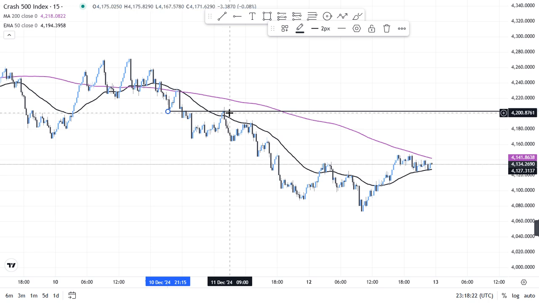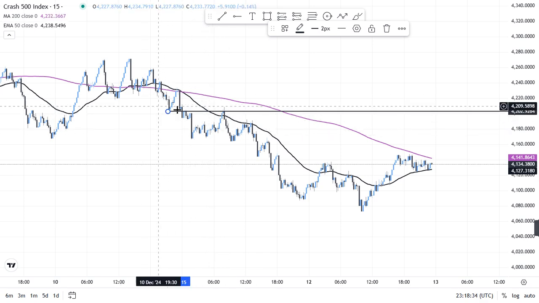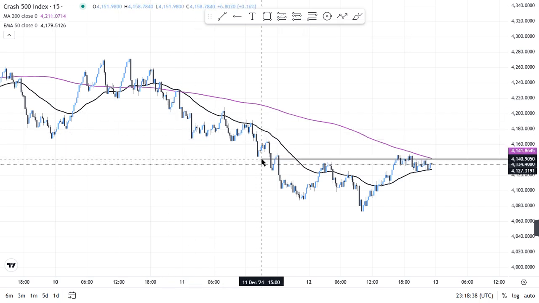So when we've got a pullback to the 50 moving average and the zone flip area, that's when we're going to be taking our entries, right? So this is just a further confluence of the moving averages, so that we further refine our entries, right?